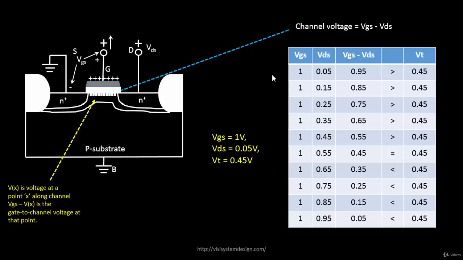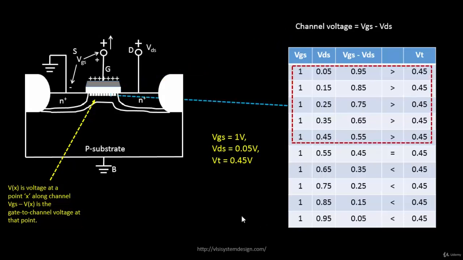That's where we are creating a background over here. You have your VGS, which is constant at 1 volt, you have VDS, which is being increased from 0.05 till 0.95, and you have your threshold voltage, which is kept constant. Till this point, we started from 0.05 volts in the previous videos, and we will increase the drain to source voltage from 0.05 till 0.45. We observe that during this red marked area, your VGS minus VDS, which is your channel voltage, is always greater than your threshold voltage. As a result, you see a conducting channel from source to drain.